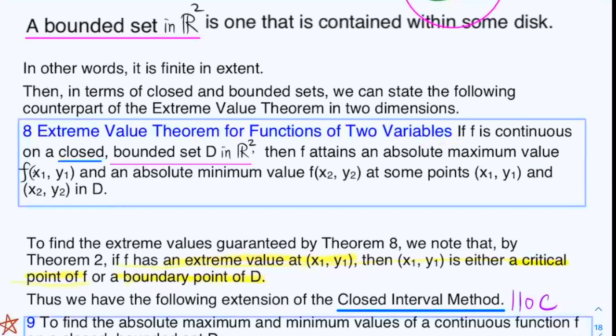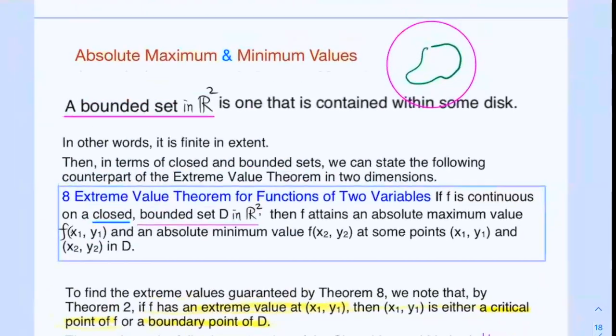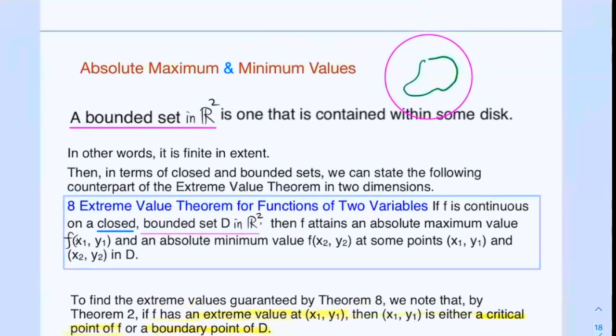Okay, so very similar to the one we had before. If a function is continuous on a closed bounded set in R2, then the function attains an absolute maximum and also an absolute minimum at some point inside that set, right? Do you see the similarity between this one and the extreme value theorem for the one-dimensional case?